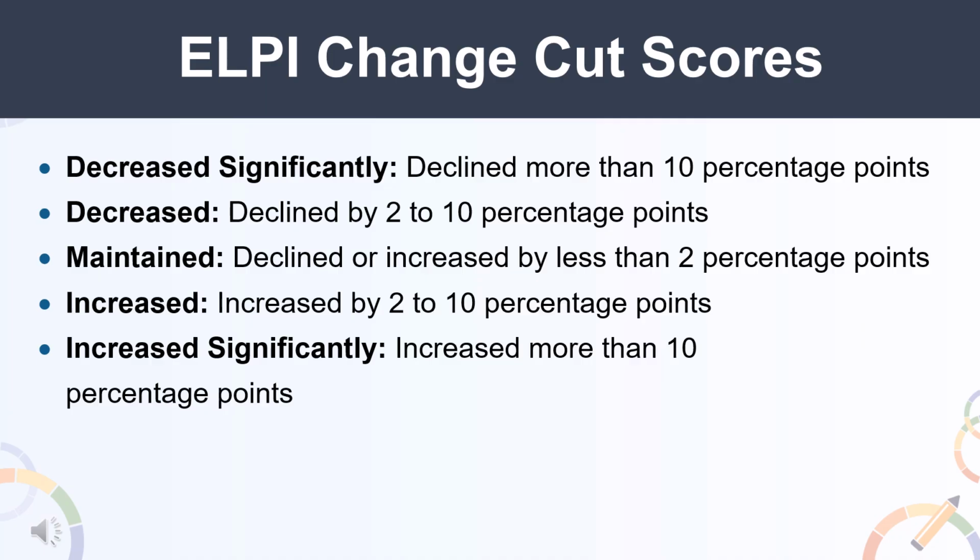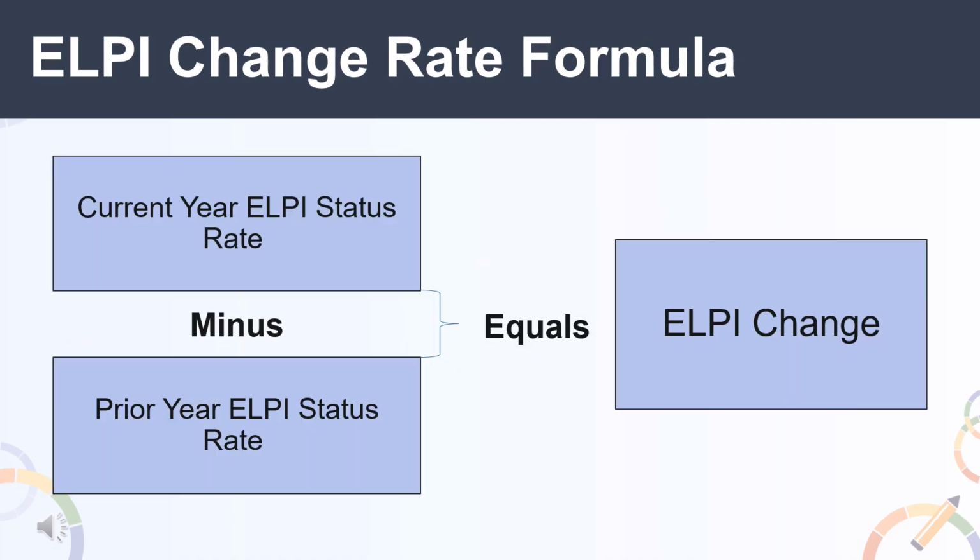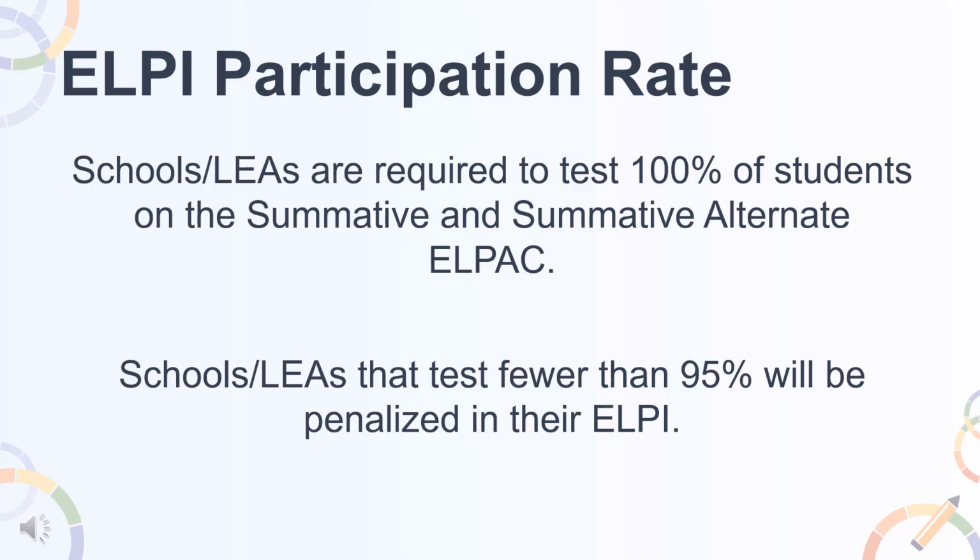The LP has 5 change levels. The cut scores for the change levels are as follows: decreased significantly, declined more than 10 percentage points; decreased, declined by 2 to 10 percentage points; maintained, declined or increased by less than 2 percentage points; increased, increased by 2 to 10 percentage points; increased significantly, increased more than 10 percentage points. The LP change rate formula is as follows: current year LP status rate minus prior year LP status rate equals LP change. Every spring, all EL students are required to take the summative LPAC or the summative alternate LPAC.